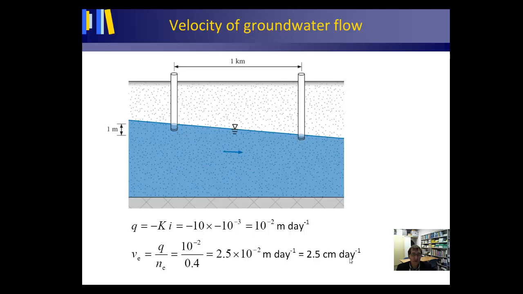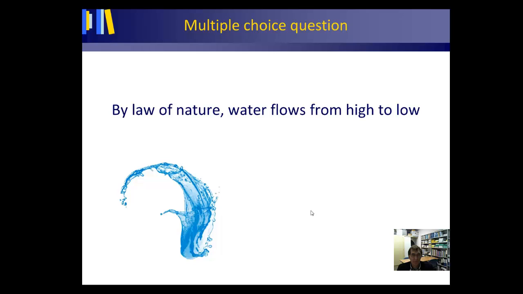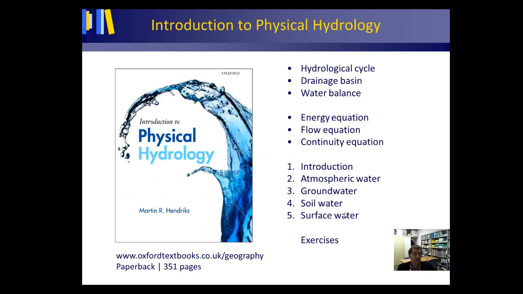So water is flowing very, very slowly, and this is also the reason that in our Bernoulli's law we did not need to consider kinetic energy, the energy of the water velocity. So, what did we learn? The main message: by law of nature, water flows from high to low energy, and this energy, we call it the hydraulic head. If you want to know more about hydrology, of course, you can study my book.